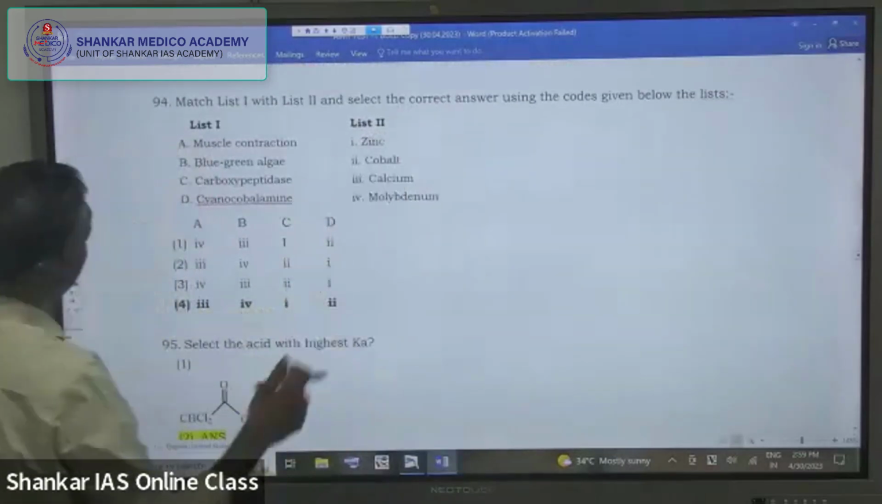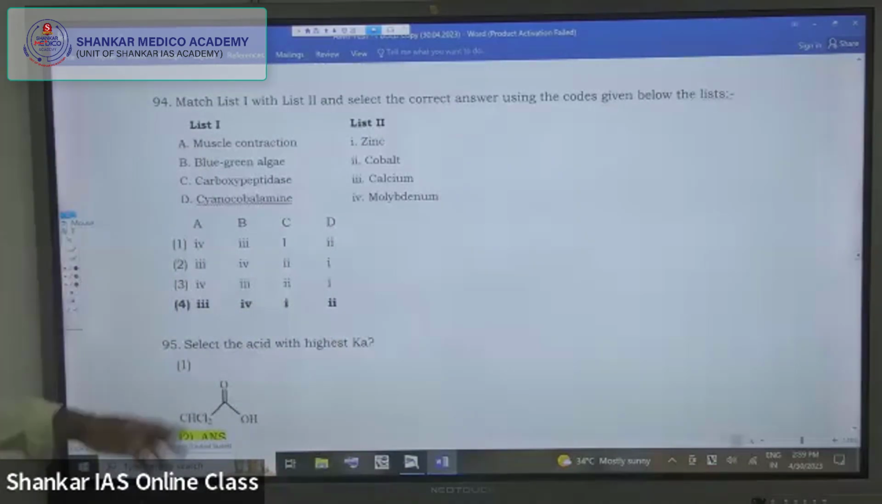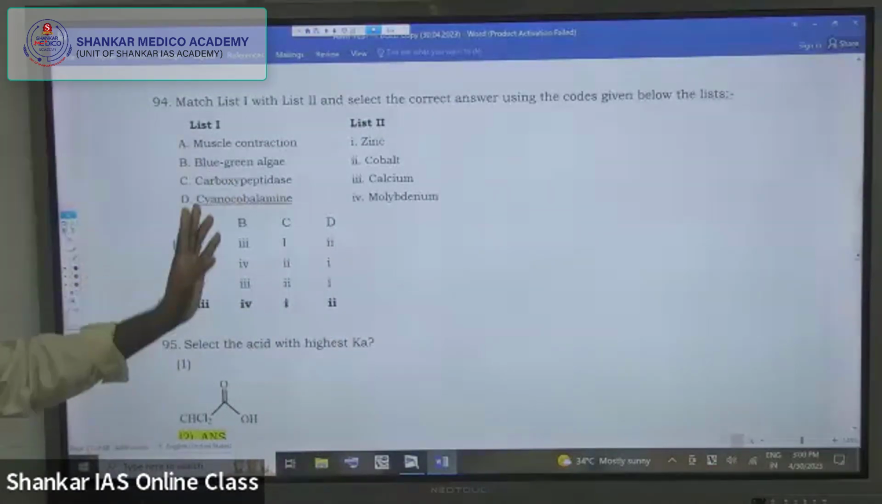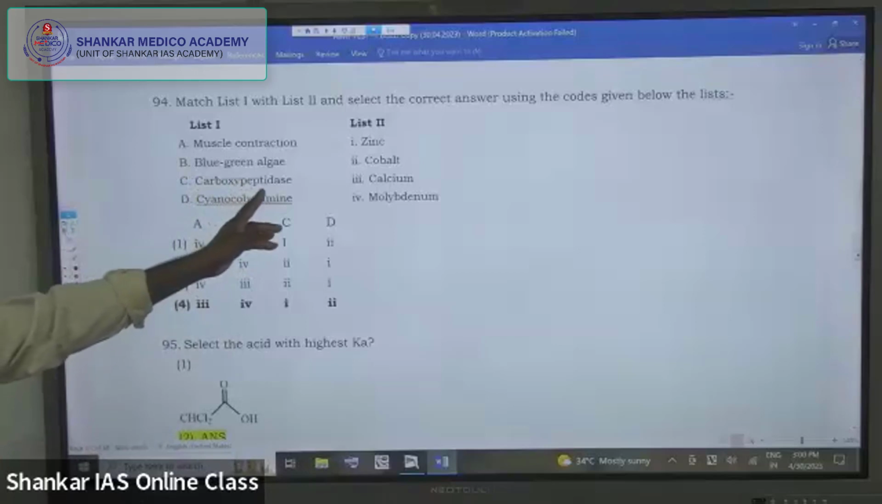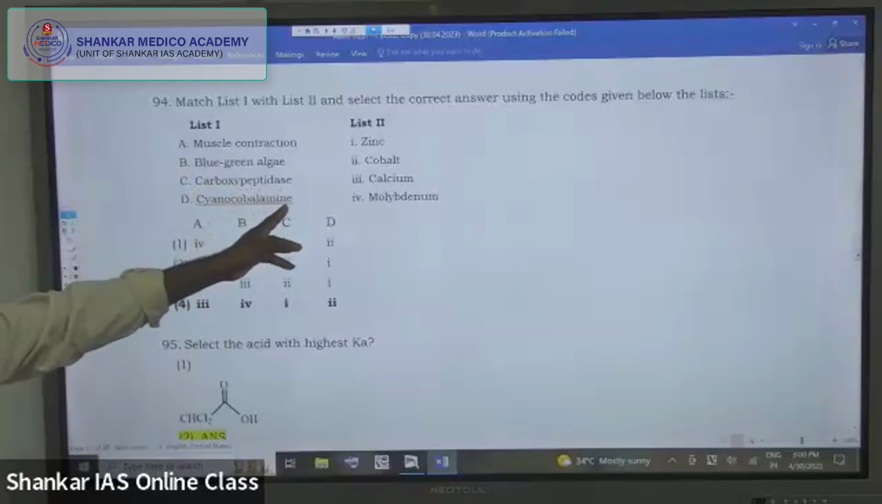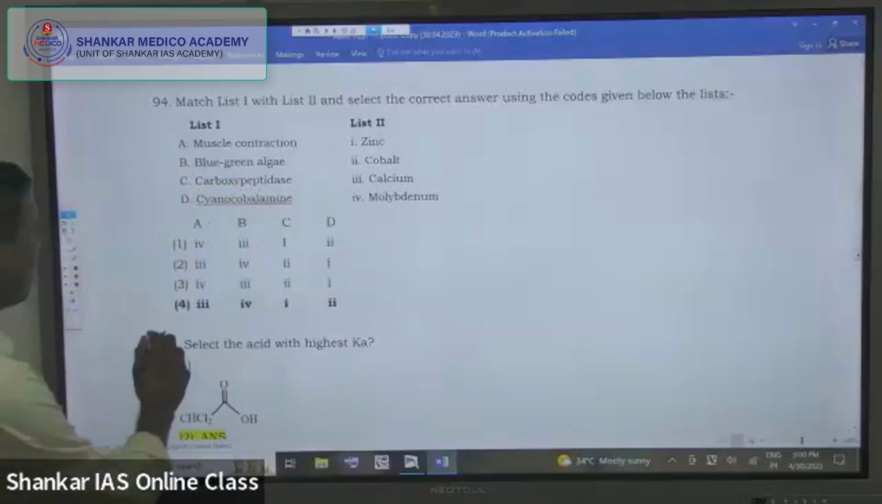Okay, this is the one, very easy. Muscle contraction, calcium. Let's say not much more for people who are familiar. Carboxypeptidase is zinc actually. Cyanocobalamin, cobalt. So this is the one.